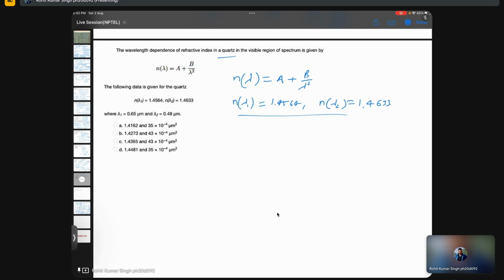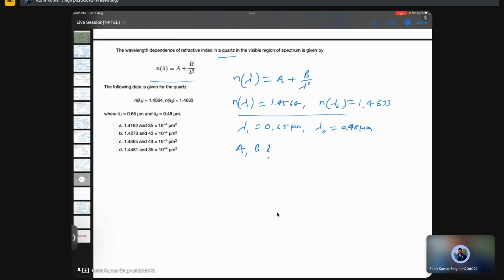And these two wavelengths are also given. One is 0.65 micrometer and the other one is 0.48 micrometer. And what we have to find is A and B. Yeah, I think this is the problem. So how to do this?